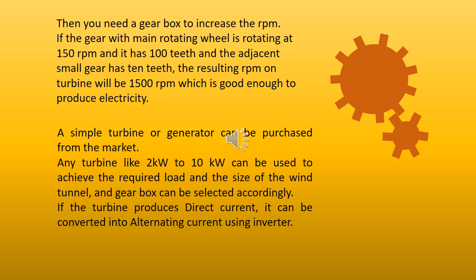Then you need a gearbox to increase the RPM. If the gear with the main rotating wheel is rotating at 150 RPM and it has 100 teeth, and the adjacent small gear has 10 teeth, the resulting RPM on the turbine will be 1500 RPM, which is good enough to produce electricity. A simple turbine or a generator can be purchased from the market. Any turbine like 2 kilowatt to 10 kilowatt can be used to achieve the required load, and the size of the wind tunnel and gearbox can be selected accordingly. If the turbine produces direct current, it can be converted into alternating current using an inverter.